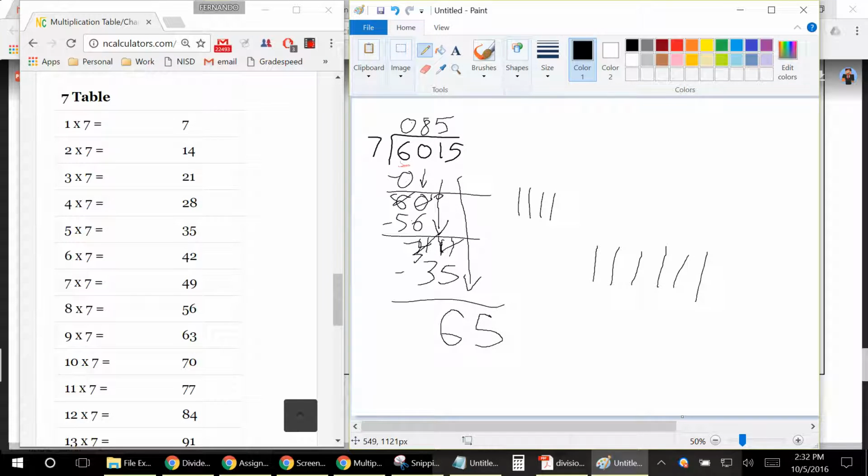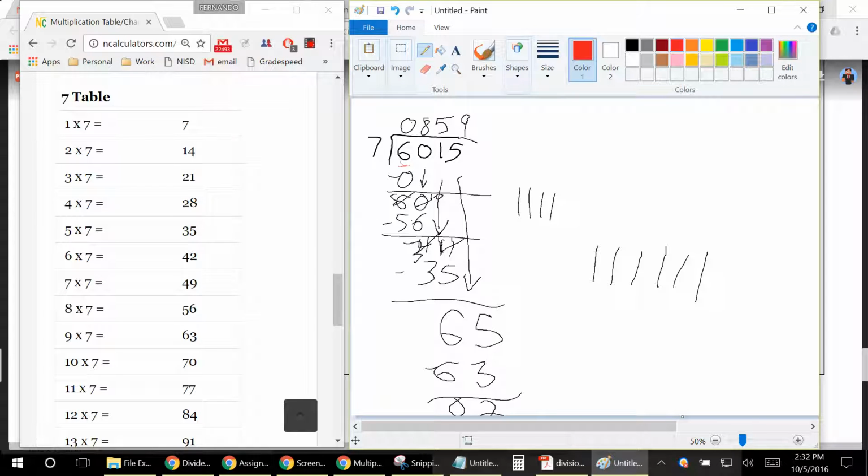Okay, look for 65. You look at 9 times 7 is 63. So that's the closest without going over, okay? You're going to put a 9. 9 times 7 is 63, and then you subtract, okay? 5 minus 3 is 2. 6 minus 6 is 0.